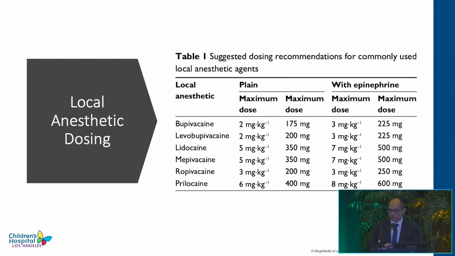This slide shows the most commonly used local anesthetics and the dosing. For bupivacaine, the dosing is about 2 milligrams per kilogram without epi. With epi it is 3 per kilo. The reason is that epi causes vasoconstriction, leading to less systemic absorption, so you can use a higher dose. For lidocaine, it's 5 without epi and 7 with epi. If you look at ropivacaine, it's 3 with and 3 without. It's the same. So epi doesn't make a difference to ropivacaine because it already has intrinsic vasoconstrictive properties.